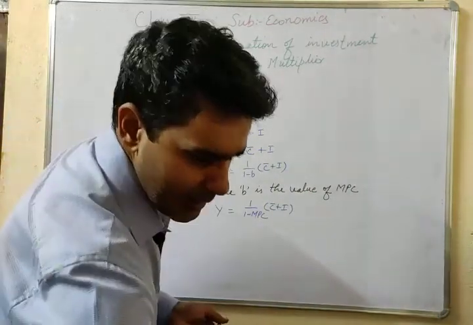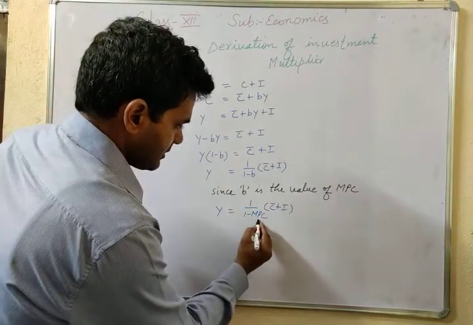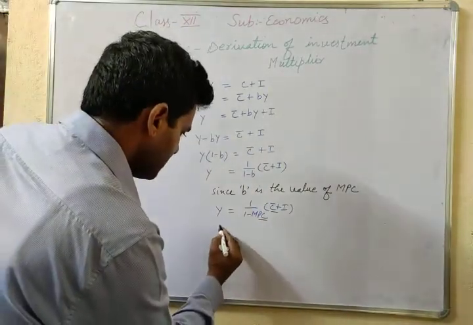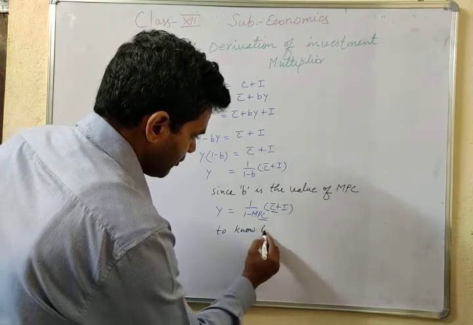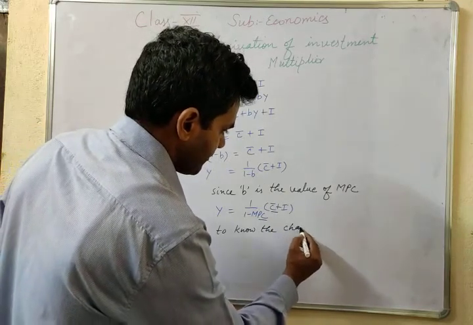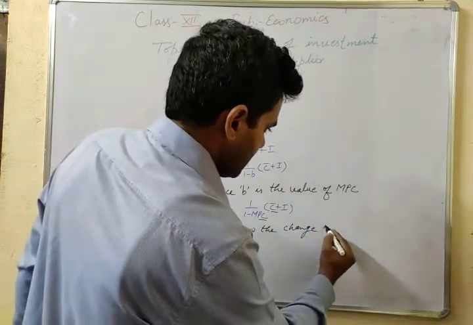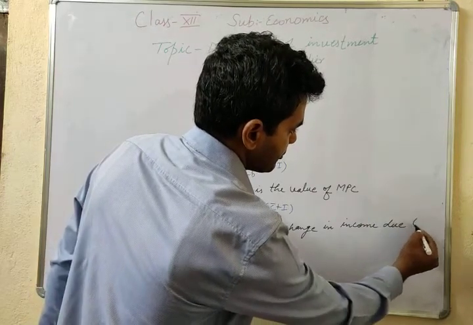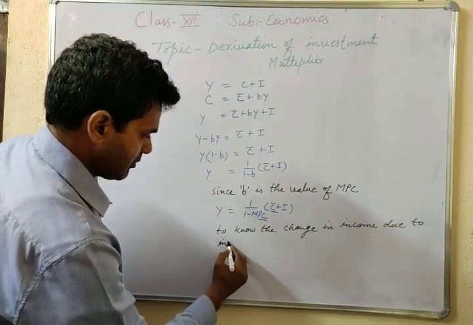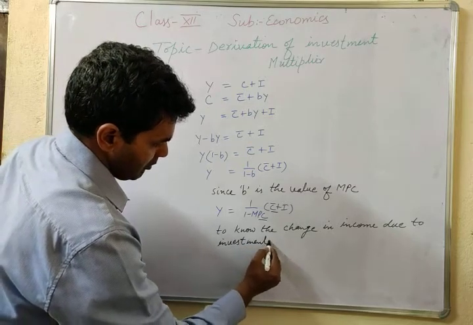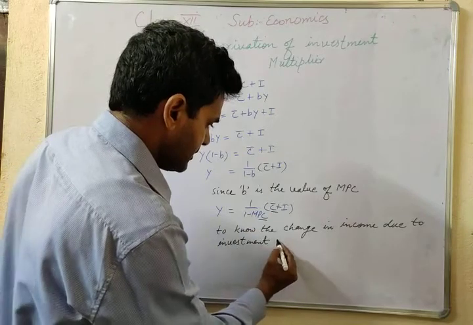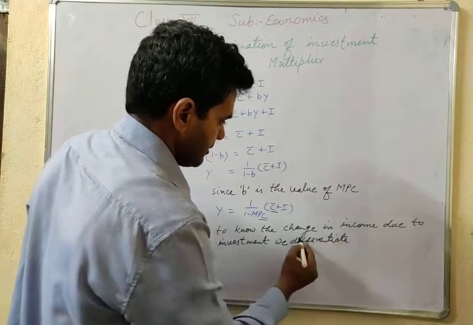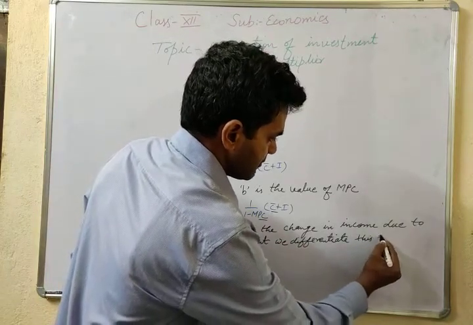Now we know that in the above equation, this MPC and C bar are constants. So to know the change in income due to investment, we differentiate this equation.